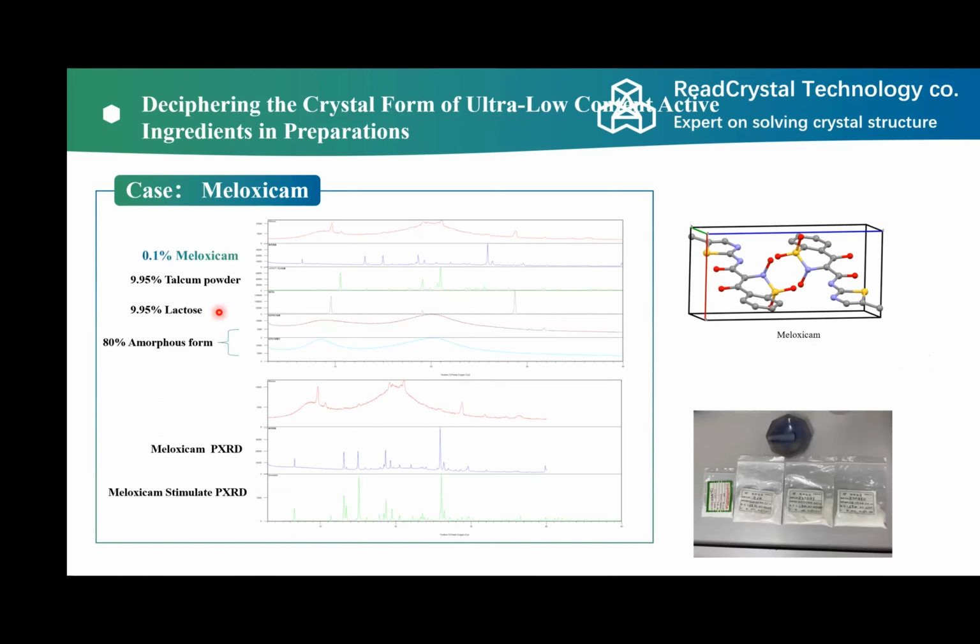So sometimes you would like to know if a minor phase is present in your sample. For example, in a pellet, you have only a few percent or even 0.1% of your active compound, and the authority would like to know if the crystal, if the polymorph has changed during the formulation process.